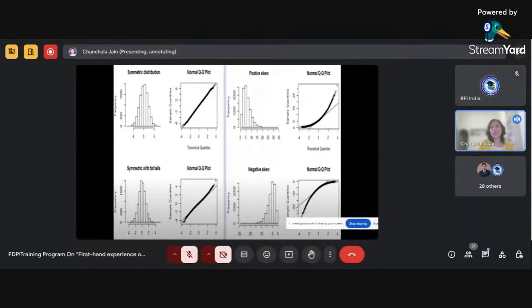In case of negatively skewed data, you can see here your left tail will be longer than the right tail, and the QQ plot curve will be like this, right? It will be coming to the downward side, and in case of positive skewed, it is coming at the upper side. So that way you can comment on the normality using the histogram and using the QQ plot.